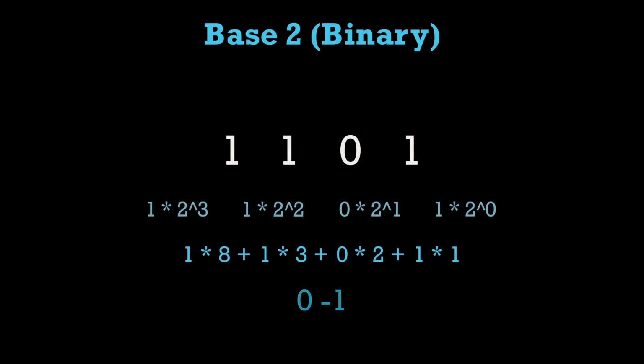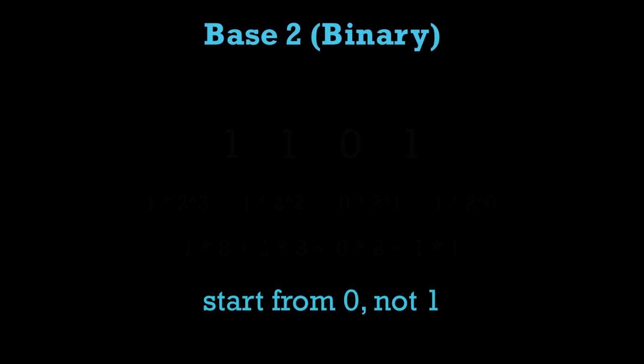Let's make sure that's clear. The first part of each term is the digit, which is either 0 or 1, and the second part is the associated power of 2. For position 3, we have 2 to the power of 2, for position 2, we have 2 to the power of 1, and finally, for position 1, we have 2 to the power of 0. Notice how the powers are off by 1. This is because we are counting the powers from 0.